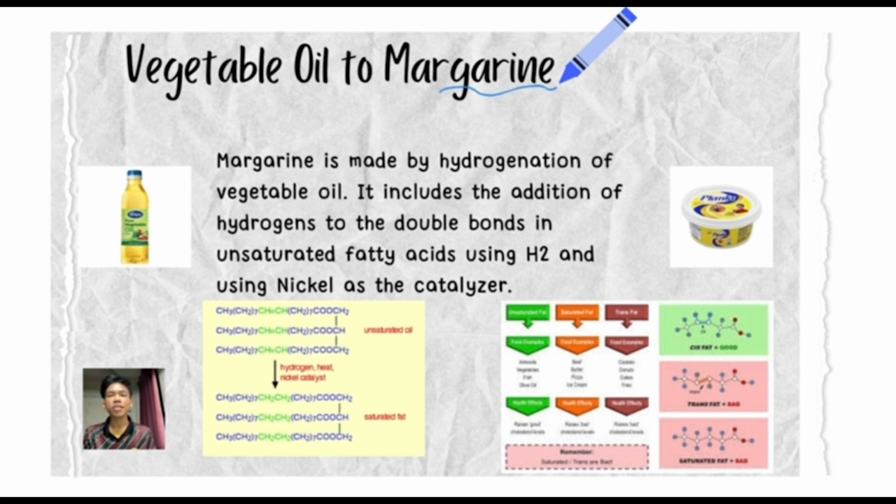Usually, unsaturated fatty acids tend to be liquid at room temperature. With the addition of hydrogen atoms into the double bonds, it increases the melting point of the compound and makes it a solid at room temperature. And there goes our margarine.